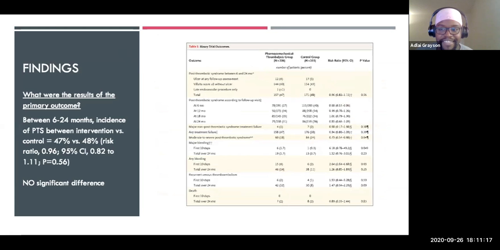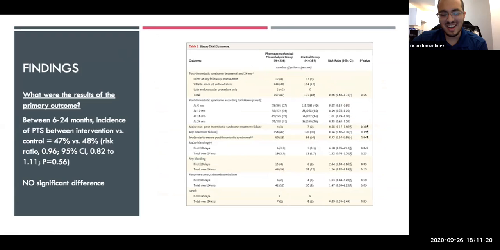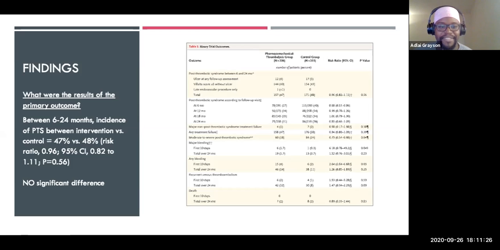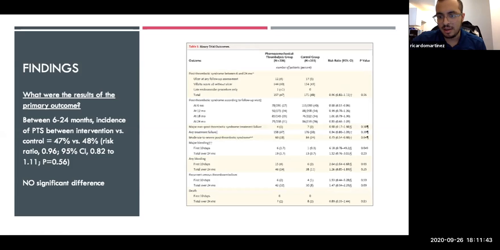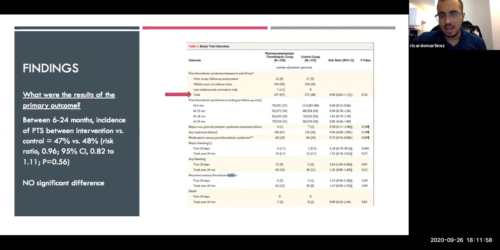I remember there's just no difference. No, there was just no difference, at least with the primary outcome, between the two arms. There was some difference in some secondary outcomes. Yeah. So between the 6 to 24 months, like you were saying, there was really no significant difference between the pharmacomechanical catheter-directed thrombolysis plus anticoagulation versus just anticoagulation alone. So yeah, that was the primary outcome that they were looking at.